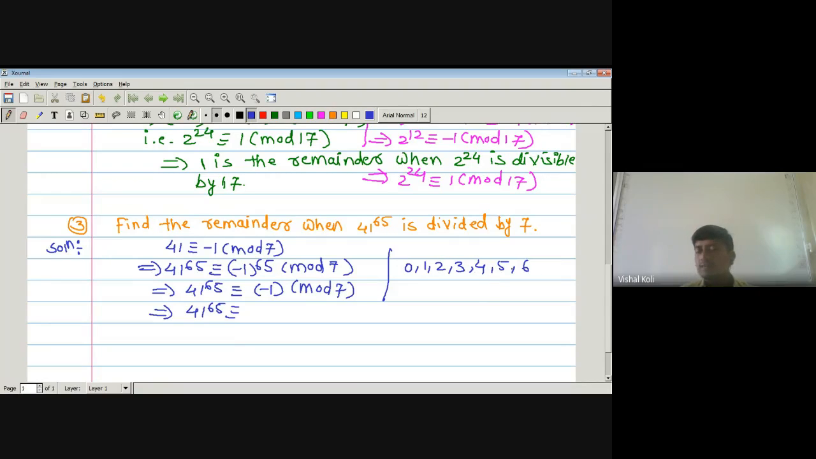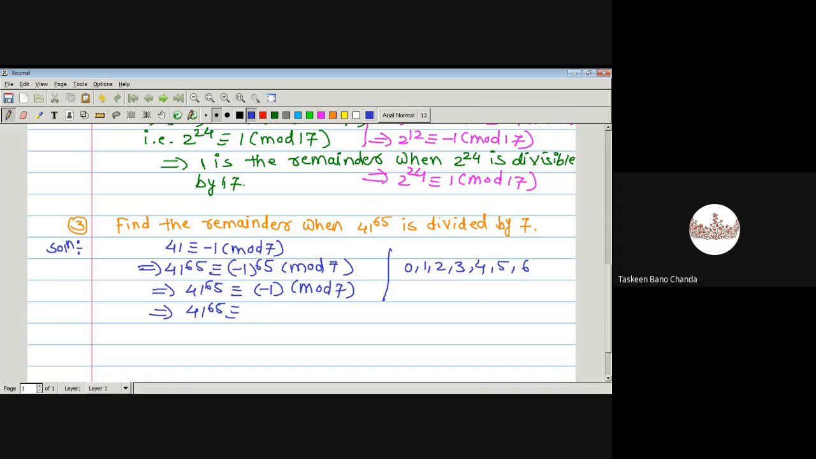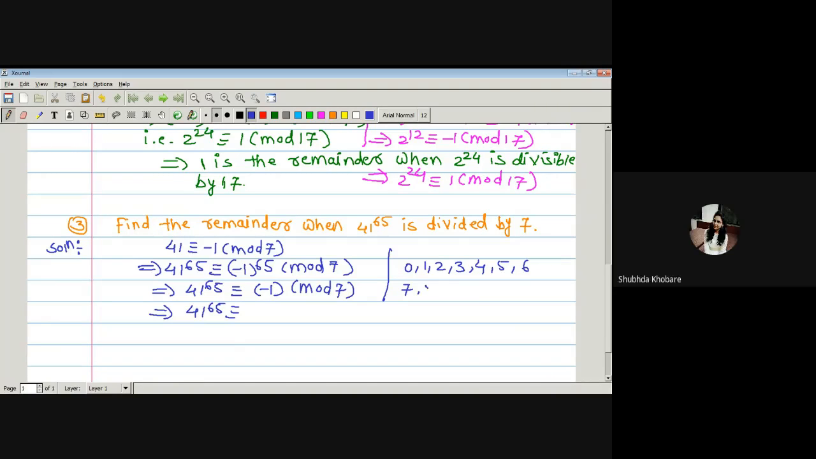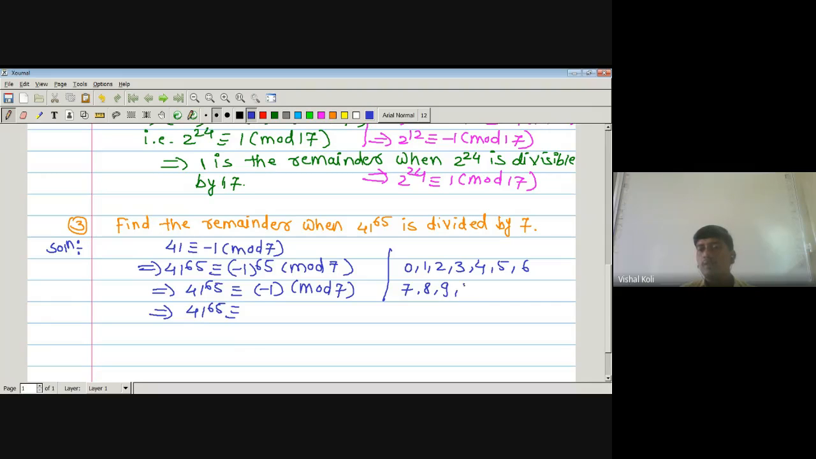7 is nothing but 0. 8 is nothing but 1. 9 is nothing but 2. 10 is nothing but 3. 11 is 4. 12 is 5. And 13 is 6. Again 14 is nothing but 0.